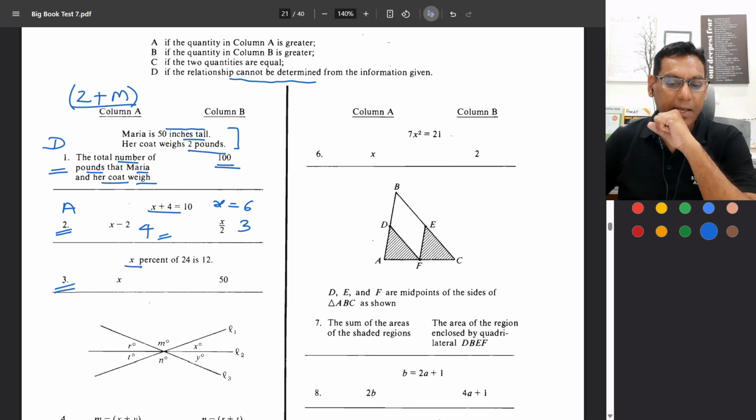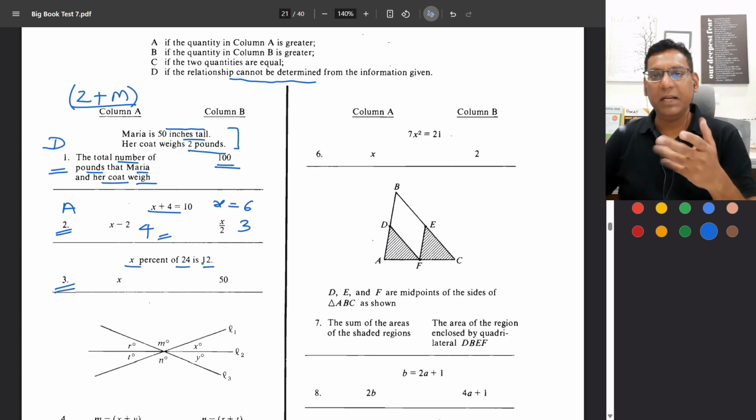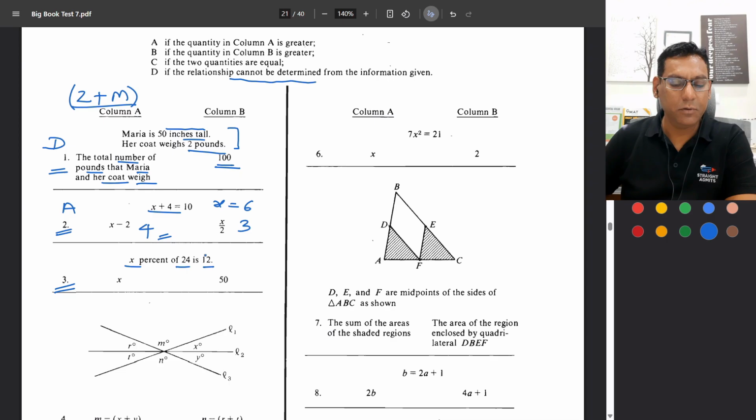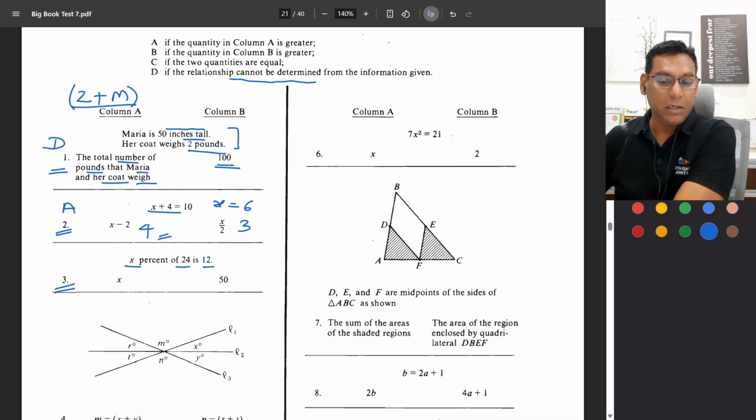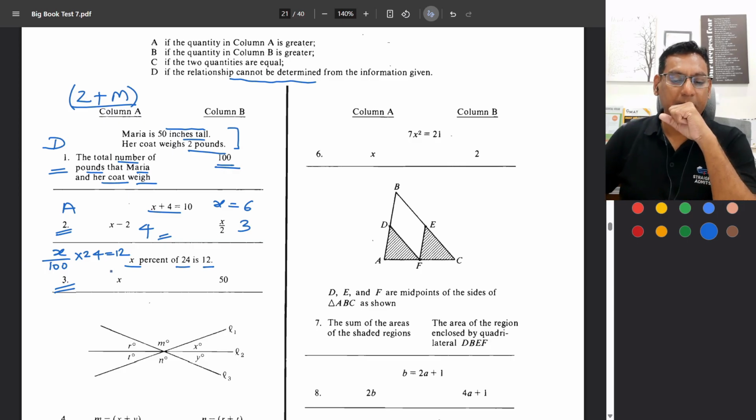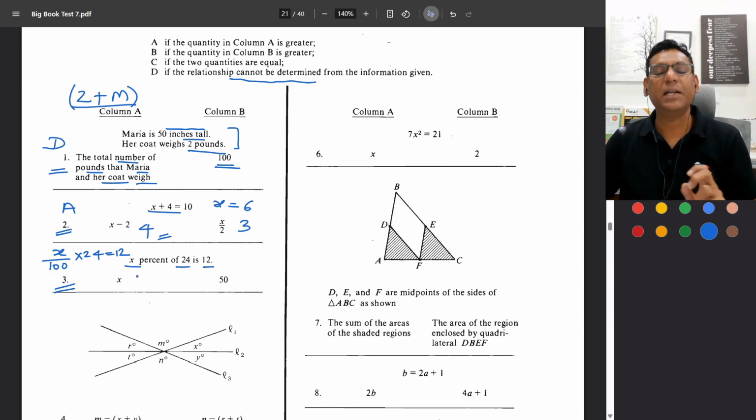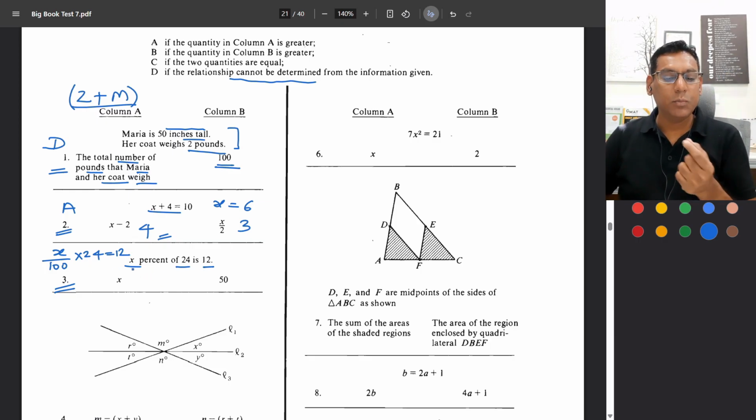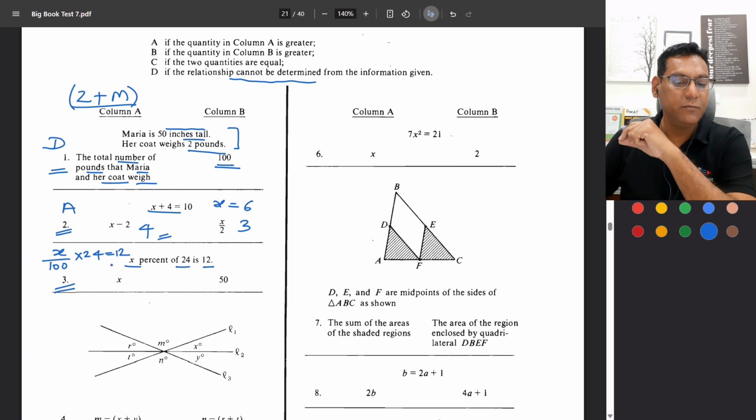Question 3, x percent of 24 is 12. So whenever there are these percentages, be very careful. Write this down systematically. X percent of 24, that's how you write x percent. X percent of 24 is 12. Why I'm asking you to write it systematically is because sometimes it's very intuitive to understand. Sometimes the phrasing might be a little difficult. So always go conceptually.